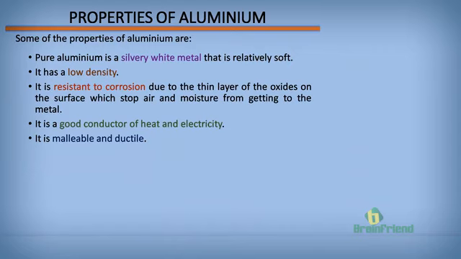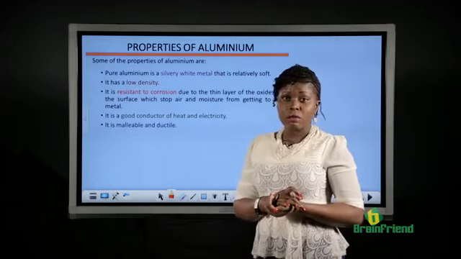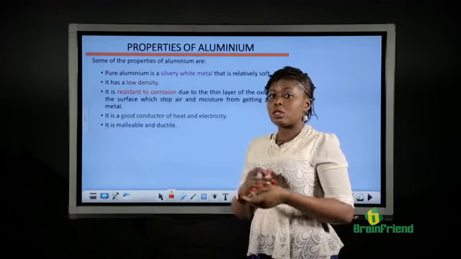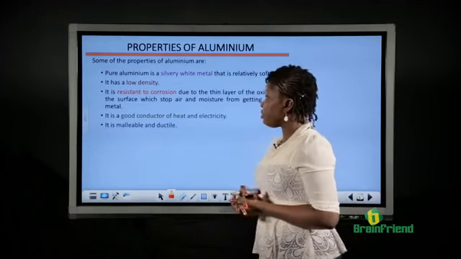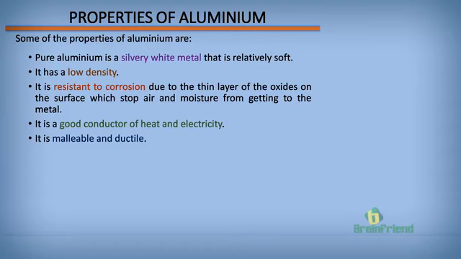Now let's look at the properties. Of course, aluminium is a metal, so it's going to have the properties that all other metals have. Pure aluminium is a silvery white metal that is relatively soft. It has a low density. Aluminium is resistant to corrosion. This is due to the thin layer of oxide that usually forms on its surface, which stops air and moisture from getting to the metal.